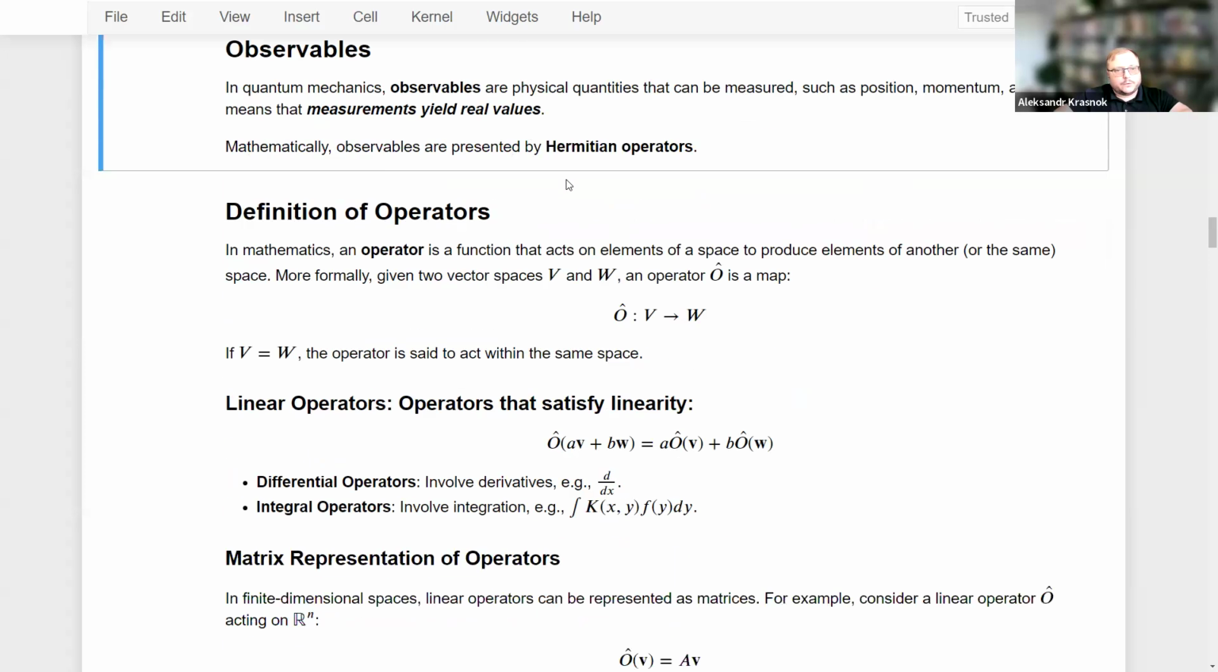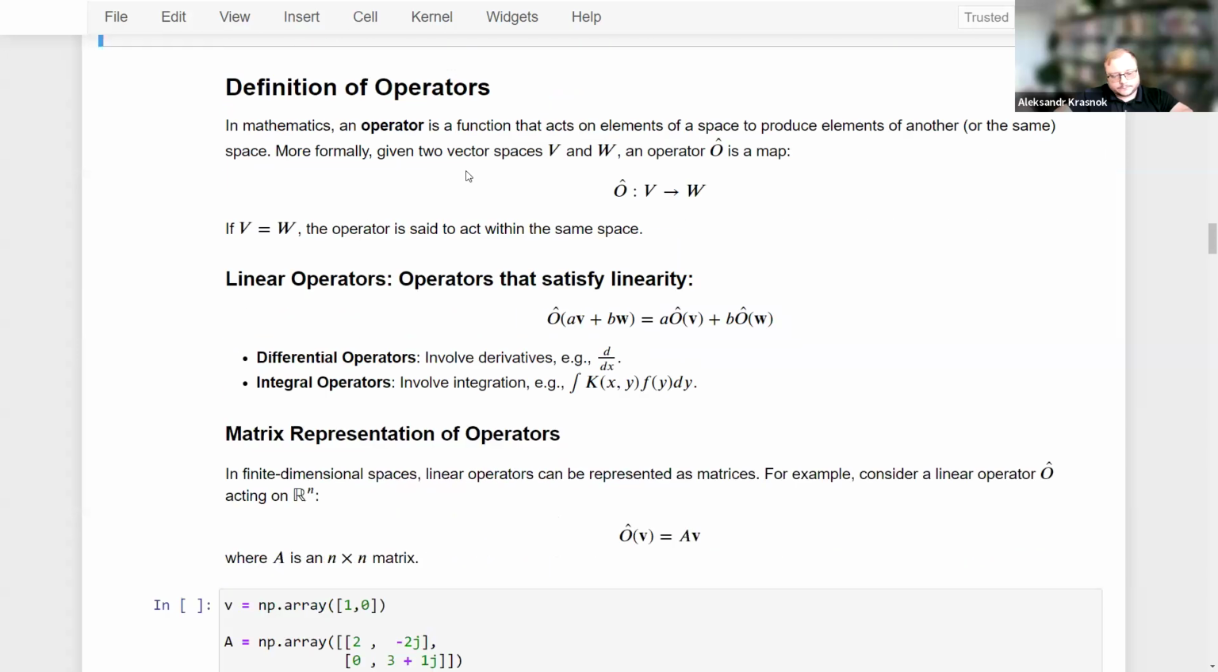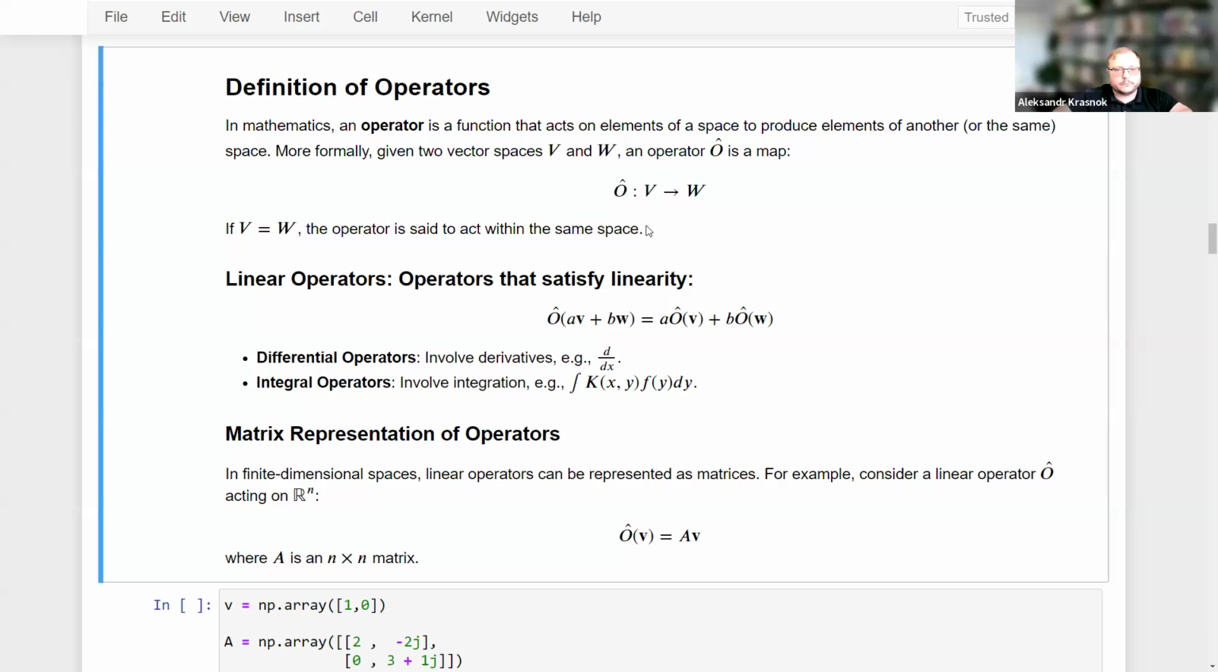Okay, so a few words about operators. Operators are mathematical operations that from one function or a vector create another function or another vector. It's like simply speaking, right? Here I put more rigorous mathematical definition, but operator is nothing but doing something with a vector or a function and obtaining another vector or another function.